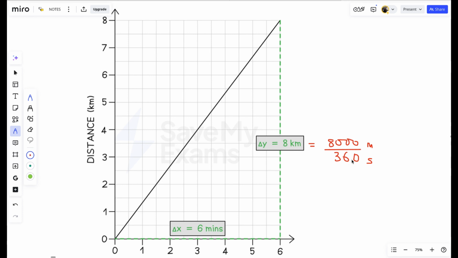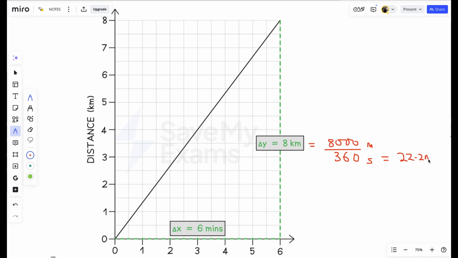So you divide this by this, what do you get? You get 8,000 divided by 360. You get 22.2, right? We get 22.2. So this will be 22.2 meters per second. Okay? 22.2 meters per second.